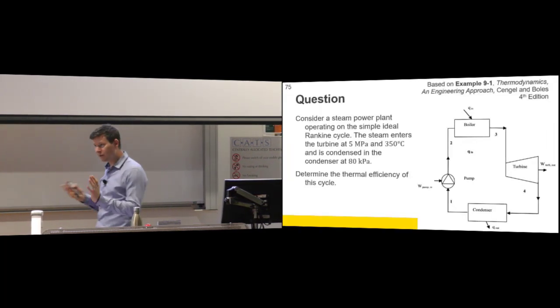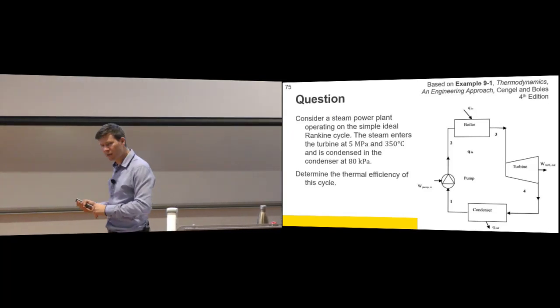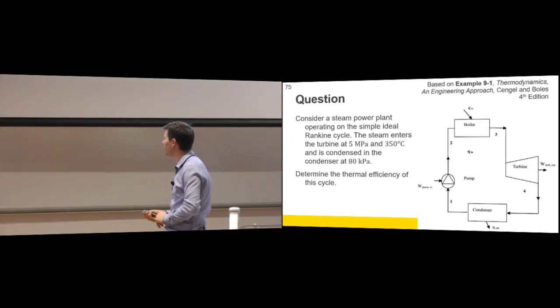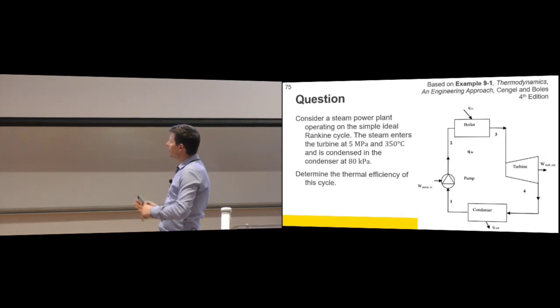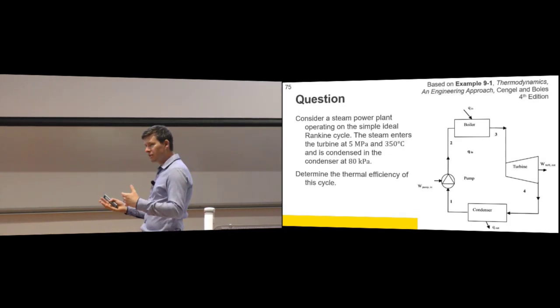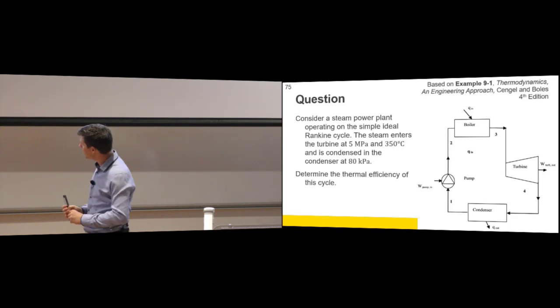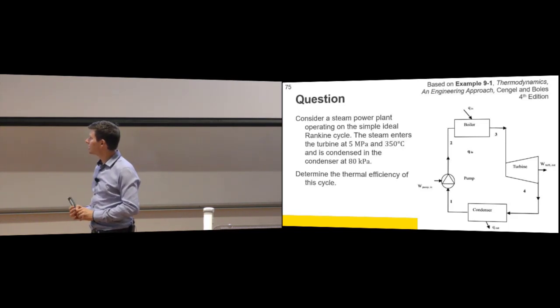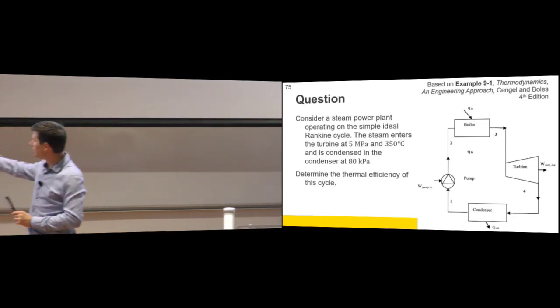This is a very simple question. I think you'll have some of these in your PSSs when we get up to the Rankine Cycle PSS. Consider a steam power plant operating on the simple ideal Rankine Cycle, so you need to know what simple and ideal assumptions mean. The steam's entering the turbine at a pressure. It's condensed at another pressure.